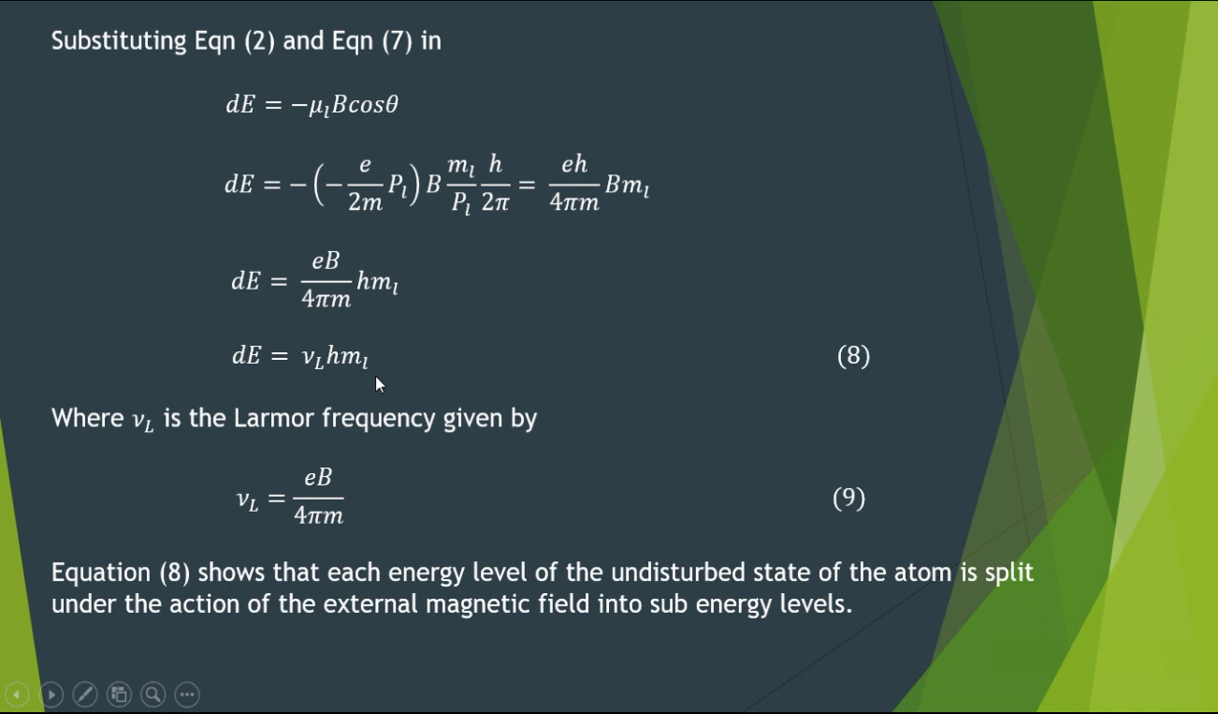So the expression for change in energy becomes nu L h ML, where nu L represents the Larmor frequency given by eB by 4 pi m. The equation number 8 is the expression for change in energy, which also represents that each energy level of the undisturbed state of the atom, that is in the absence of magnetic field, is split into sub-energy levels under the action of magnetic field.